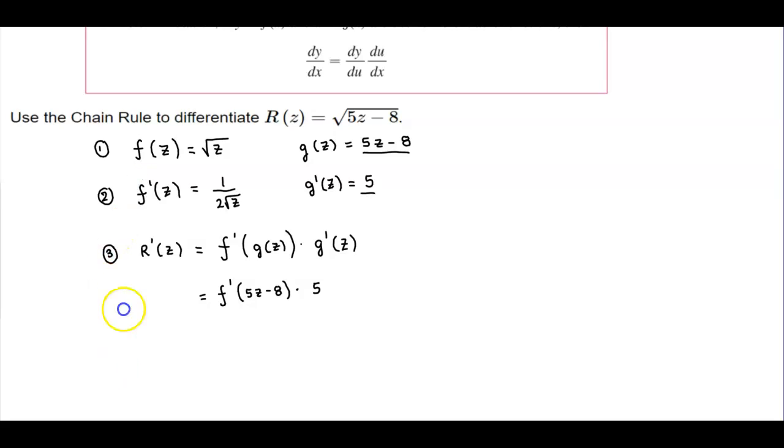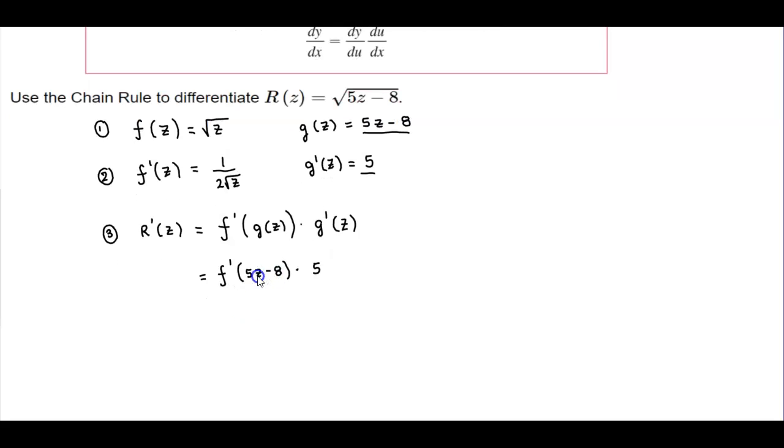So if we want to find the derivative with the input of 5z minus 8, well, let's go ahead and talk about that. So that means we want to find the derivative of the square root of 5z minus 8. Okay, and now keep in mind that this becomes 5z minus 8 to the 1/2 power.